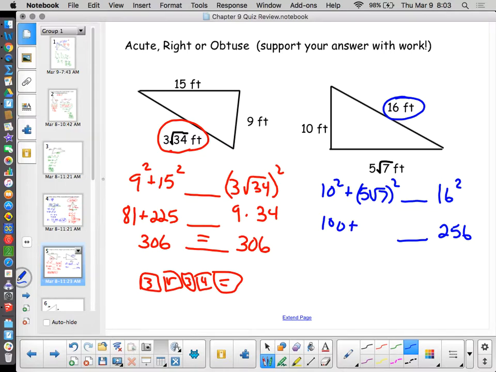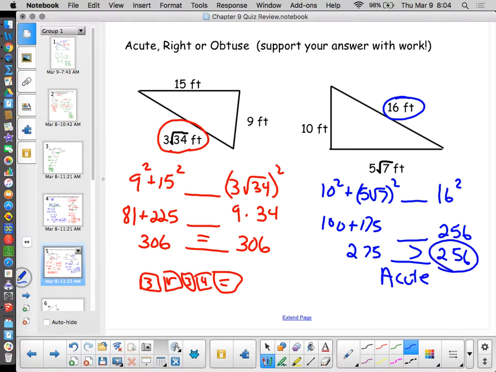And 5 root 7, and we square that, is 175. So that's 275, 256. Oh, 256 is too small, which means that triangle is acute.